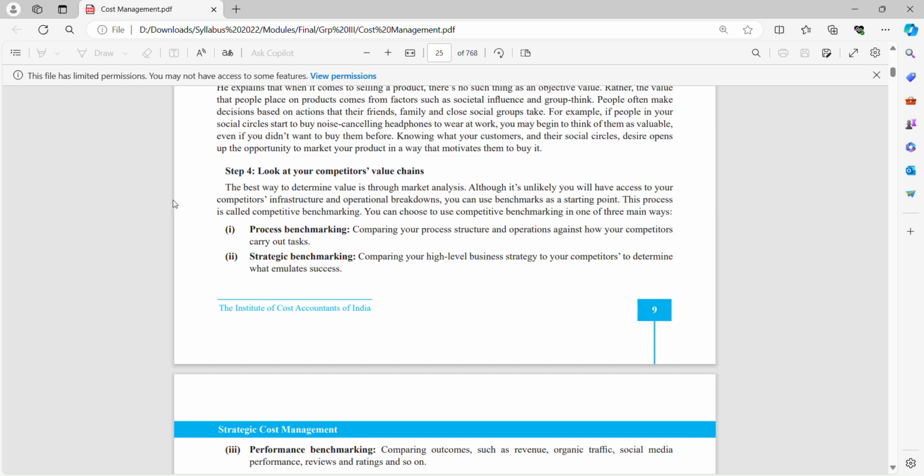Look at your competitors' value chain. The best way to determine value is through market analysis. Although it's unlikely you will have access to your competitors' infrastructure and operational breakdowns, you can use benchmarks as a starting point. This process is called competitive benchmarking. You can choose to use competitive benchmarking in one of three main ways: process benchmarking, strategic benchmarking, performance benchmarking.